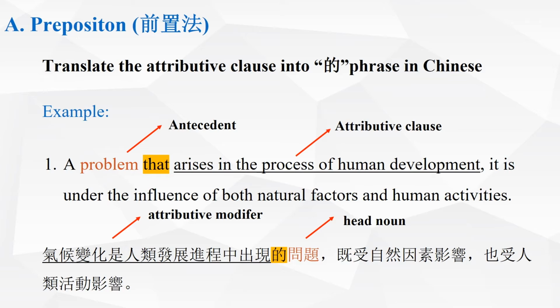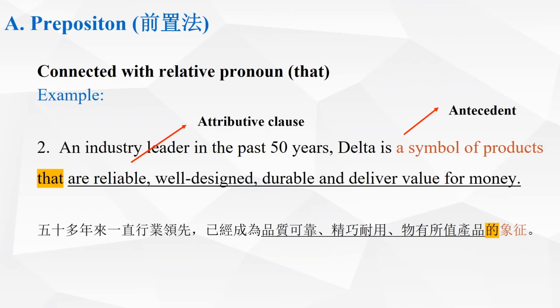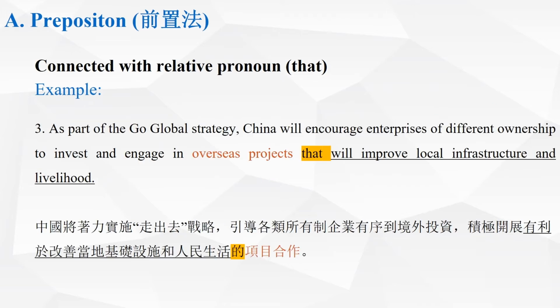In this example, the attributive clause is translated into Chinese pre-modifier, the phrase, and the antecedent problem is translated into the head noun 问题. The attributive clause is placed before the antecedent to modify the noun. Similarly, in this sentence, the attributive clause is translated into the phrase and placed before the head noun 象征 as well. And here is more examples which are also connected with the pronoun that.